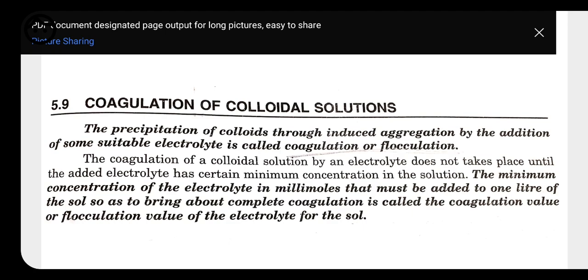This coagulation can take place only by the addition of an excess of electrolyte. Whenever we add an excess of electrolyte, because of the same charges, these colloid particles combine with the electrolyte and aggregate together, and big particles form. Because of the formation of big particles, they come under the category of suspension, and they start settling down. So by this process we can destroy all the properties of colloids, because it goes under the category of suspension.